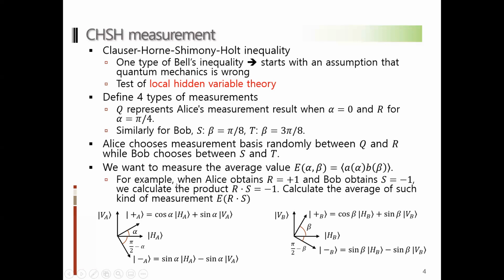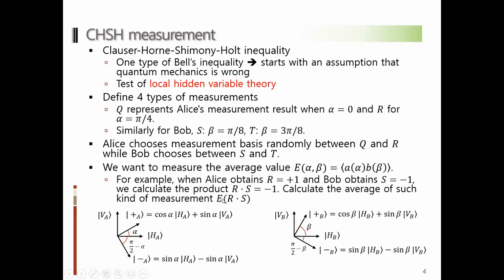For a more concrete example, let's assume that Alice chose the R basis, and for this specific trial, she measured plus one for the R basis. At that trial, Bob just happened to decide to measure along the S basis, and at that time he obtained the value of minus one. So in this case, I will just write down that R equals +1 while S equals -1.